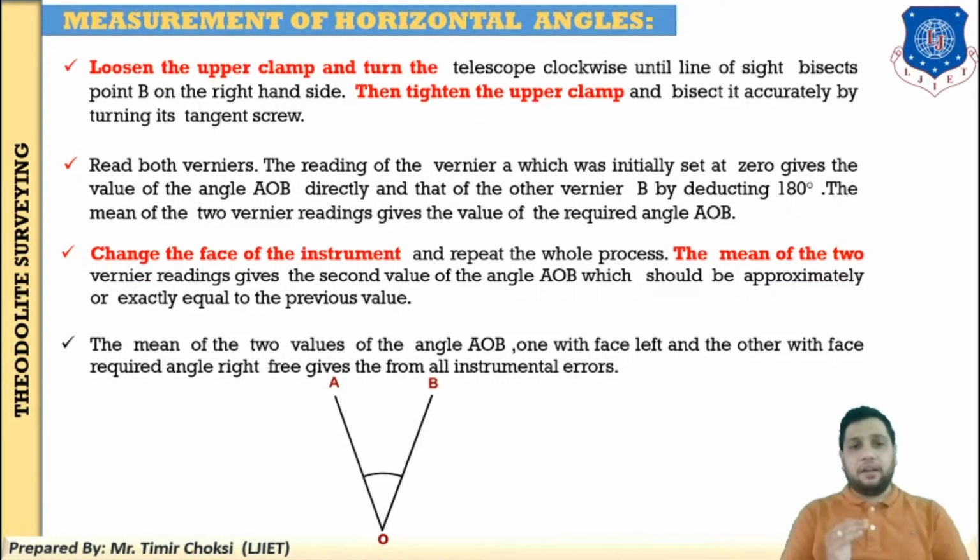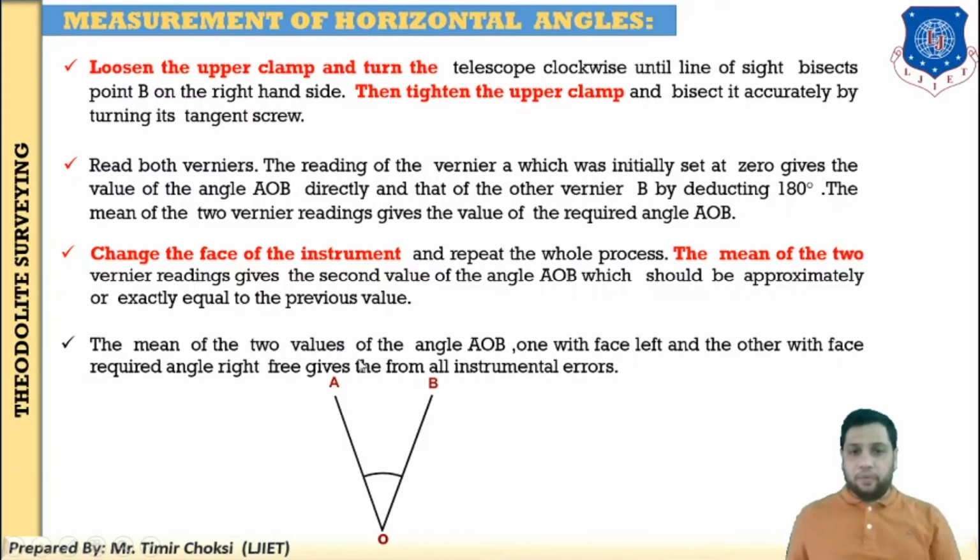Now change the face of the instrument. First, for example, I have taken the reading in face left observation. Now the reading is taken in the face right condition. So change the face of the instrument and repeat the whole process. The mean or average of the two vernier readings gives the second value of the angle AOB, which should be approximately or exactly equal to the previous value.